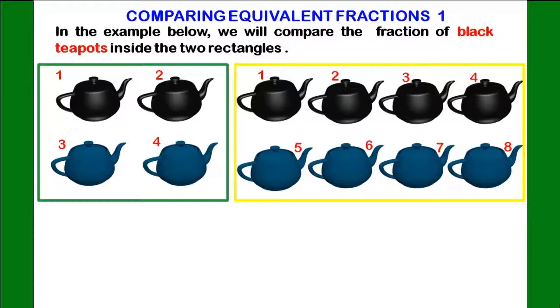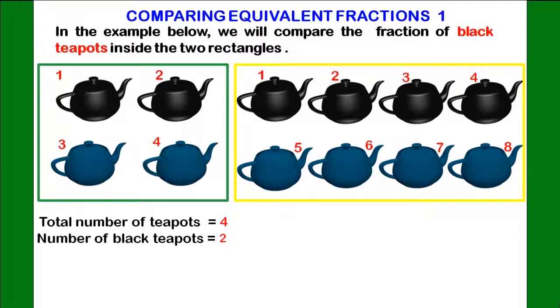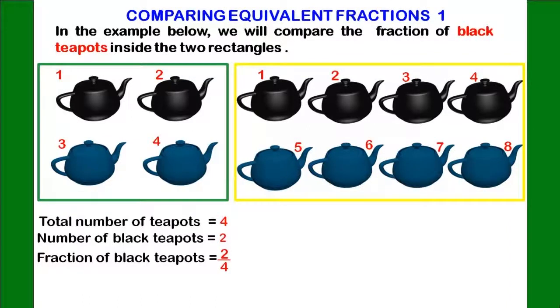Now, we are going to compare the fraction of the black teapots in each rectangle. The total number of teapots in the first rectangle is 4. The number of black teapots in this rectangle is 2. Therefore, the fraction of the black teapots is 2 over 4. Remember, we defined a fraction as part of a whole. Let us look out for the definition in the answer.